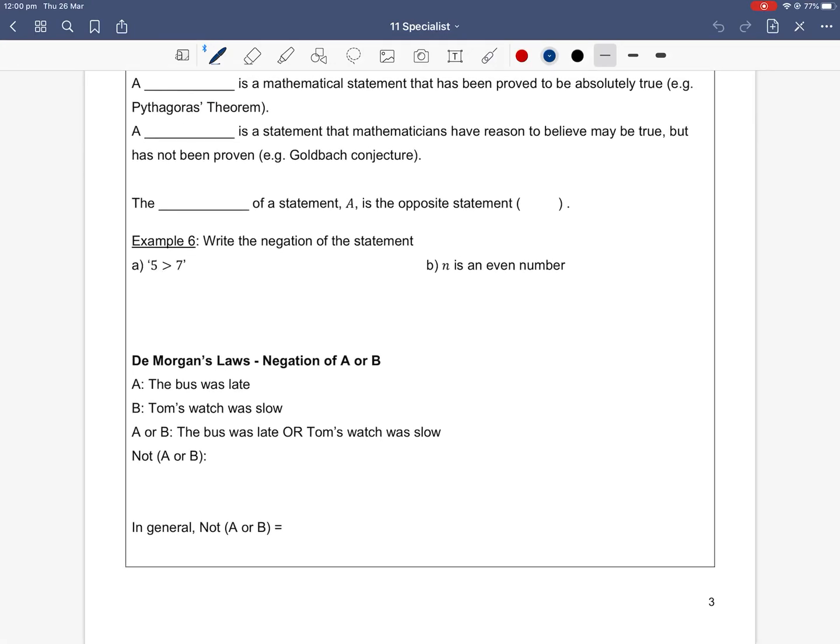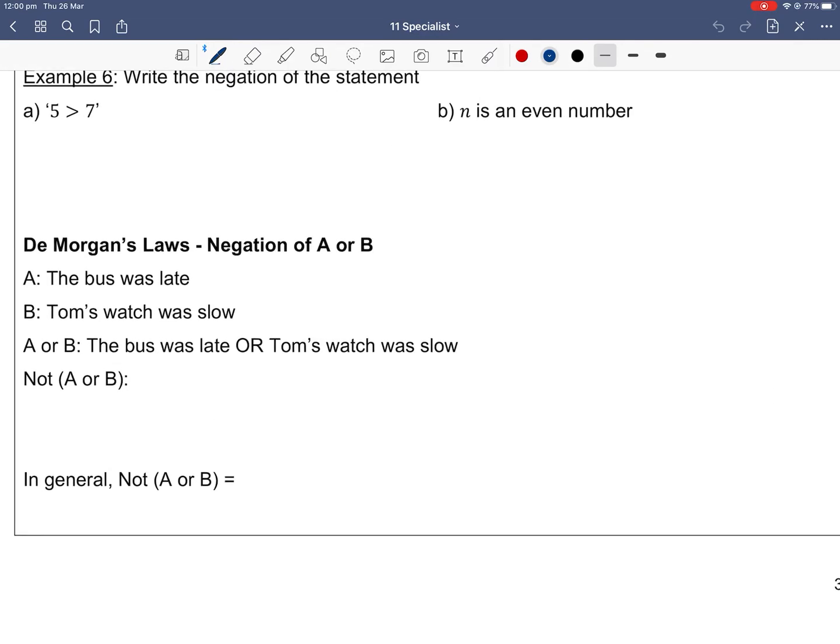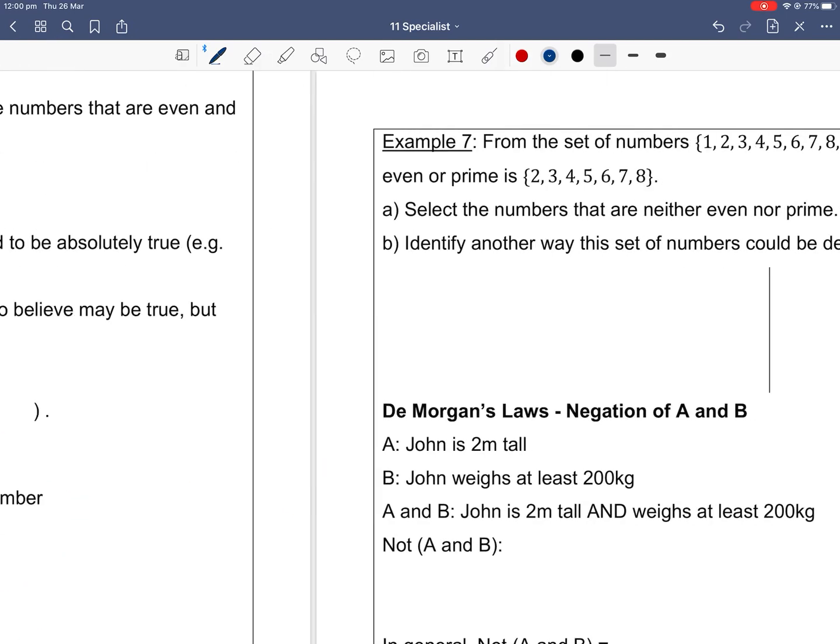Hello, and today we're going to continue looking at De Morgan's laws. At the end of last lesson, we were looking at the opposite of A or B, the negation of A or B. We said that not (A or B) is not A and not B. So we'll continue on with example 7 over the page.